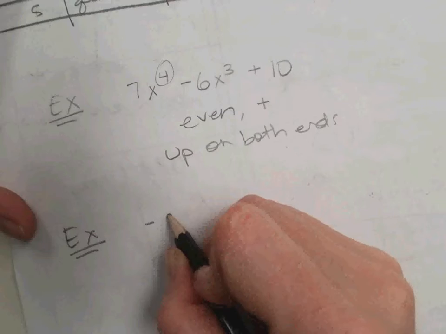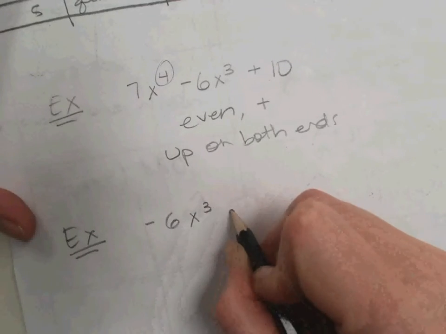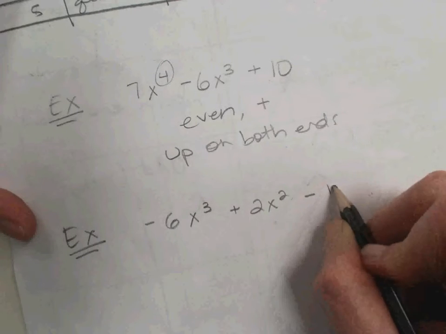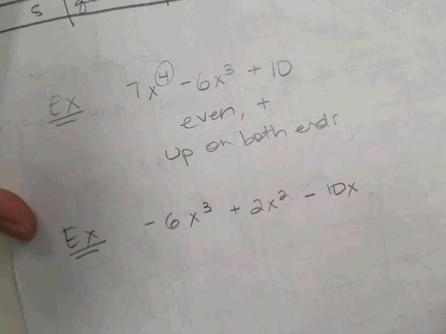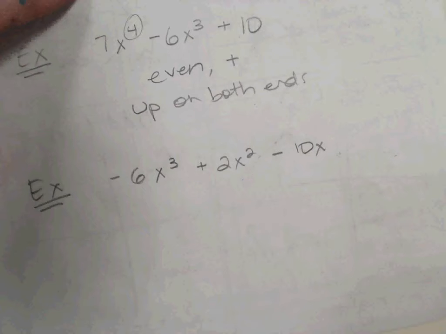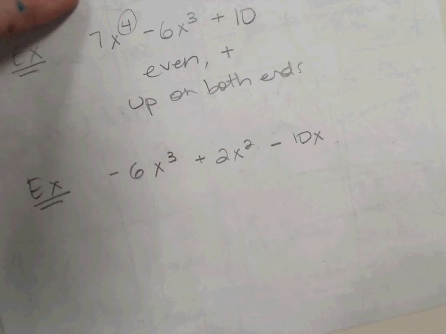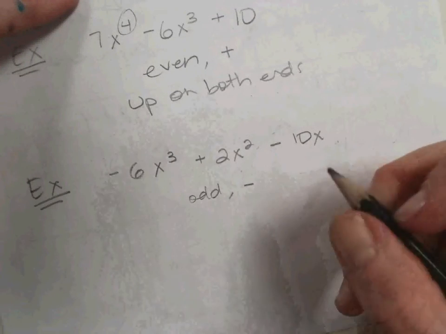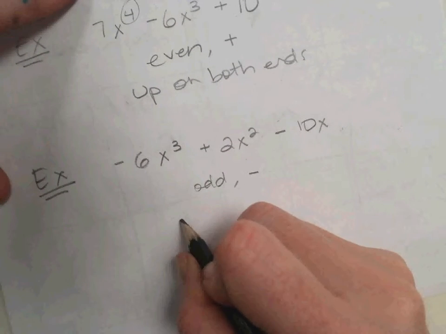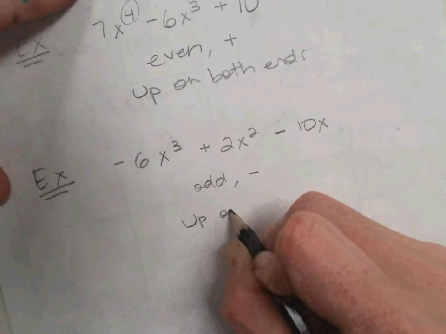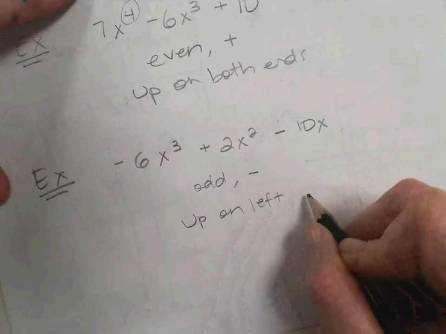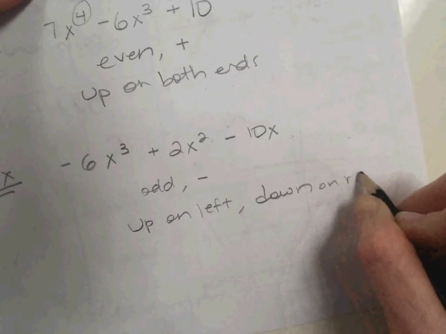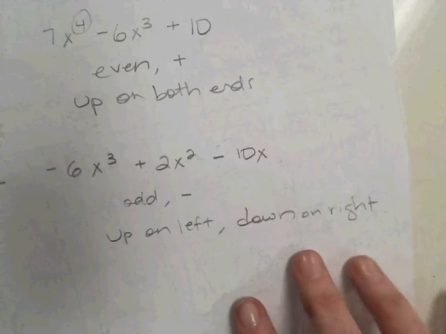Last example. If I have negative 6x cubed plus 2x squared minus 10x, what will be my end behavior? It's going to be odd, negative. So it's going to be what? Up on left, down on right. Awesome.